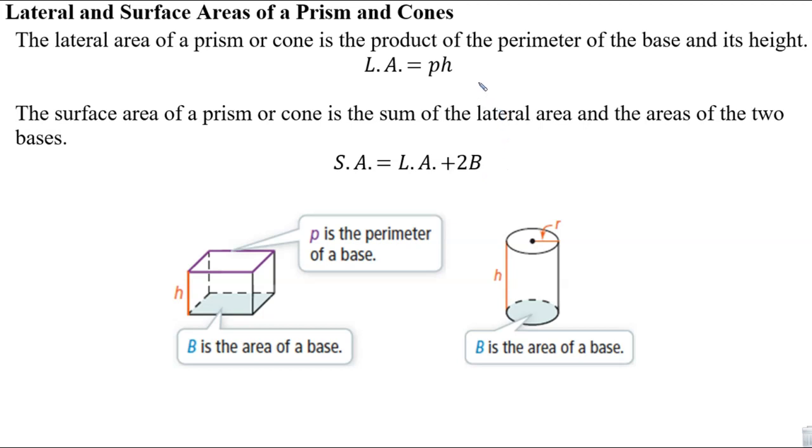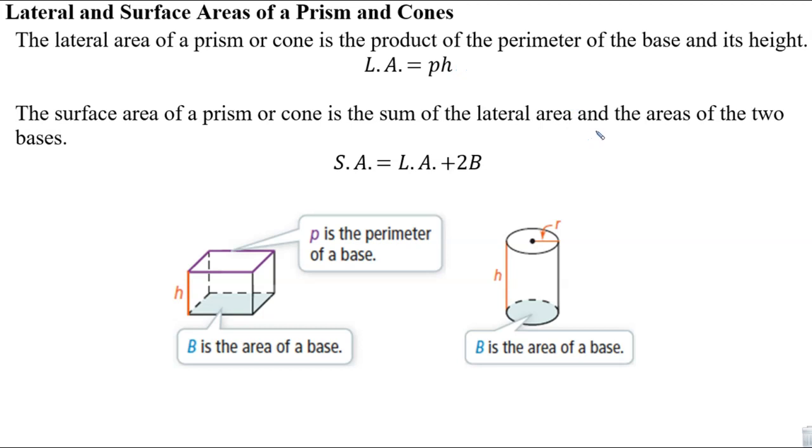Okay, so I'm going to say that the lateral area of a prism or a cone is the product of the perimeter of the base and its height. So we can say LA equals P times H. Now, if I have a prism with my base on the bottom or a cone with my base on the bottom, the lateral area is going to be made up of all the area between those bases. Okay, so in the case of the prism, it would be the four rectangles around the sides. In the case of the cone, it would be this kind of rolled up rectangle between the two circular bases. This formula will find that.